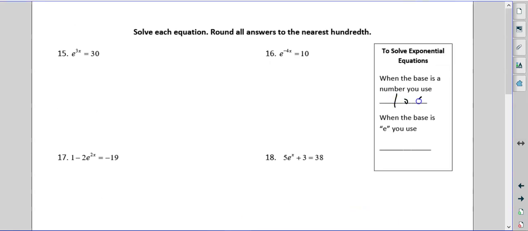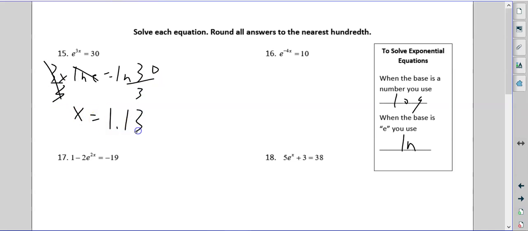All right, so just a reminder, we just did all those logs. Now, since we have e, we're going to use ln. So same idea. Okay, we're going to ln both sides. The 3x is going to move out in front the same way. ln e equals ln 30. The nice thing about this is as soon as you write ln e, that's gone. Okay, so we're going to divide by 3, and you literally just type in your calculator ln 30 divided by 3. And that's 1.13.